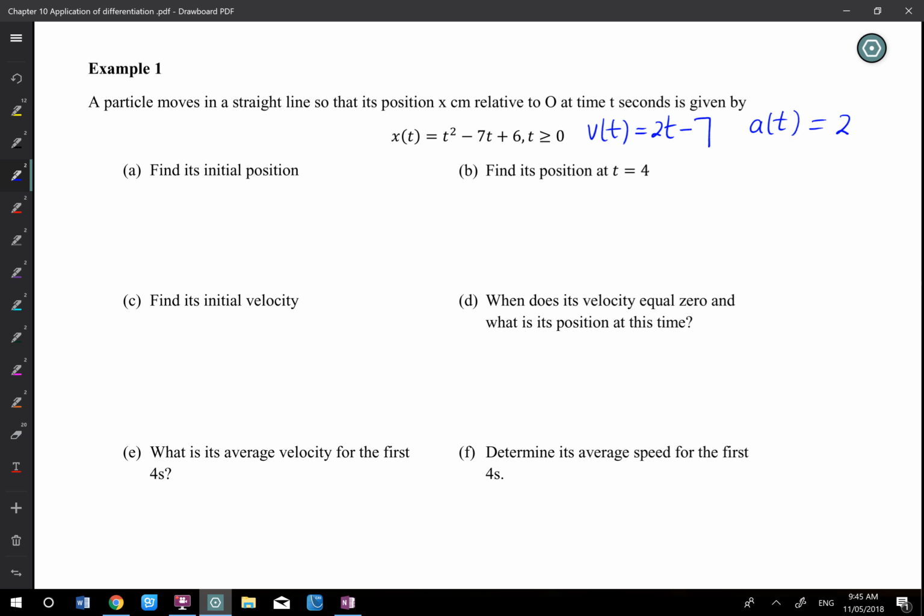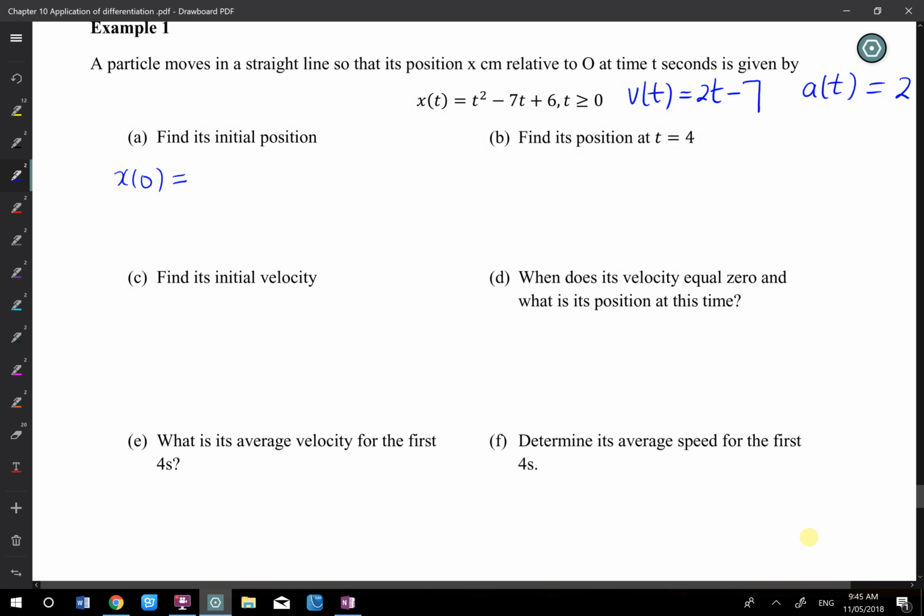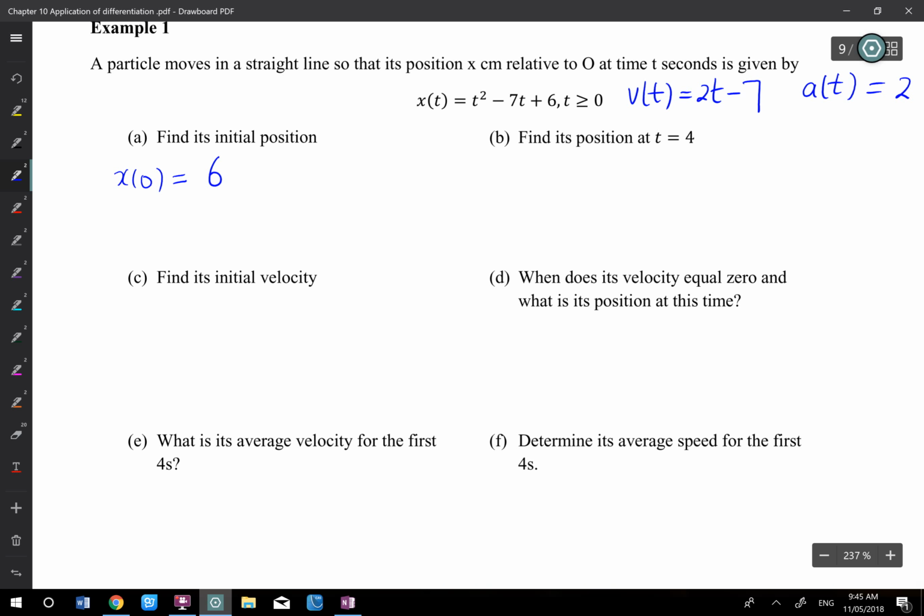So what we can find from that now is its initial position. Well, initial position is talking about x. Initial means when t equals 0. When t equals 0, we have 6. It's on the positive side of the origin, 6 units.